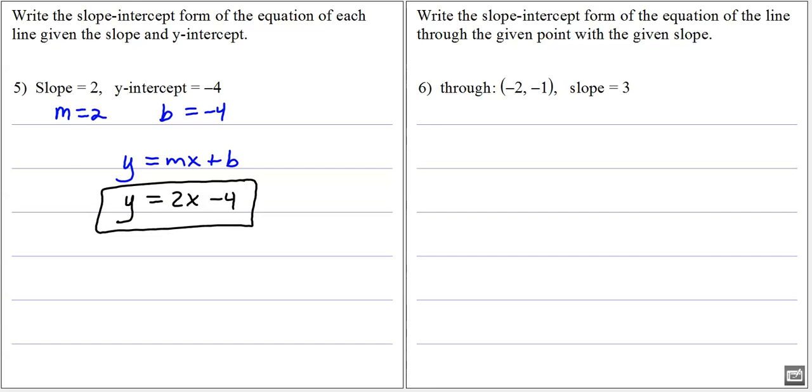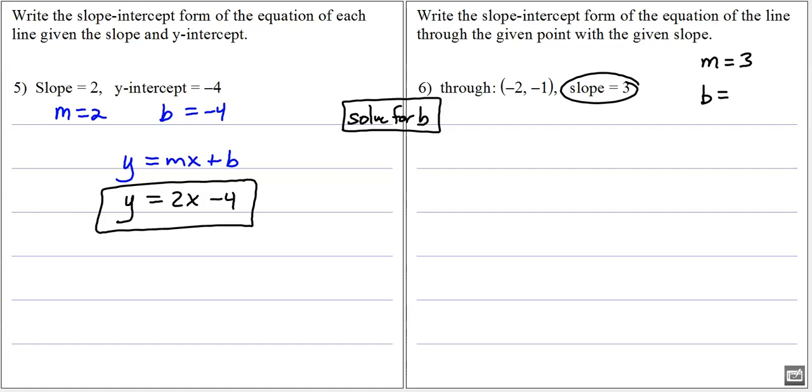Now, number 6, I need m and I need b. The issue is I do know what the slope is. The m is 3, but I'm missing the b. I don't have my y-intercept. So what I'm going to do on this one is use what's called the solve for b method. And the solve for b method is I start off with my generic equation, y equals mx plus b. And I fill in everything that I know. Well, I know that the slope m is 3. And they also give me an x, y that live on the line. So if they live on the line, that means they satisfy the equation when you plug it in.